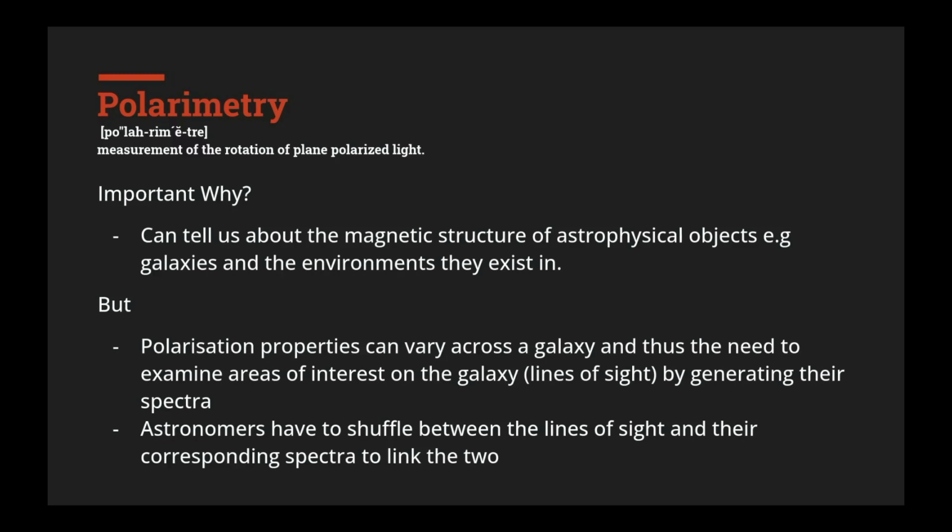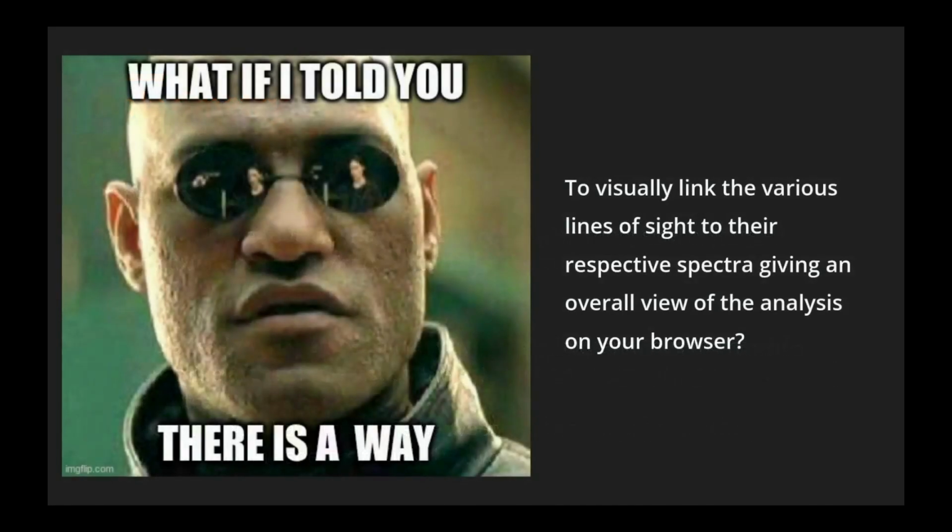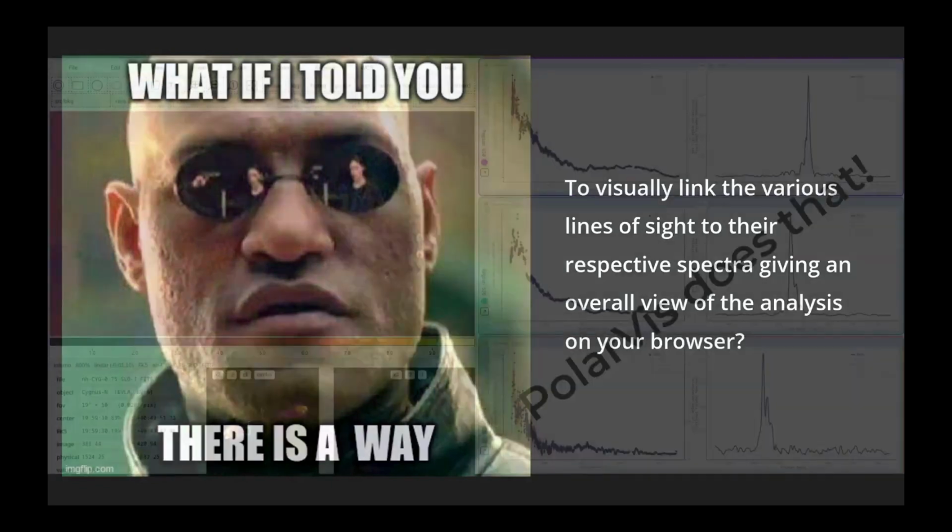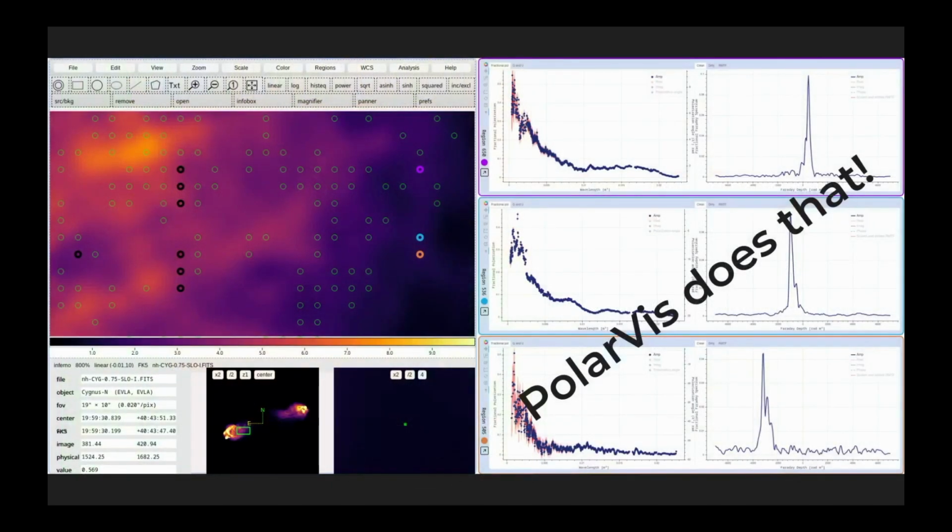To have an overall view, they have to shuffle between the lines of sight on the galaxy's image and their corresponding spectra. But what if I told you that there is a way to visually achieve this on your web browser? Polaris does that. Shown here is what its current interface looks like.